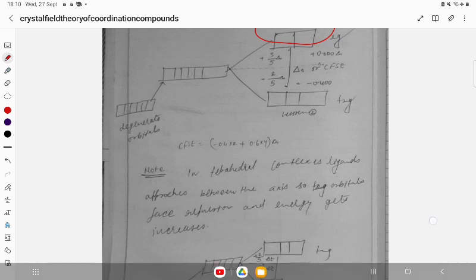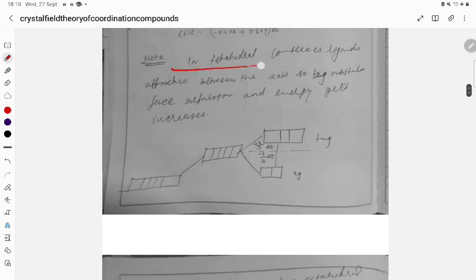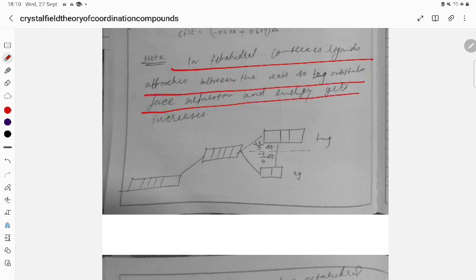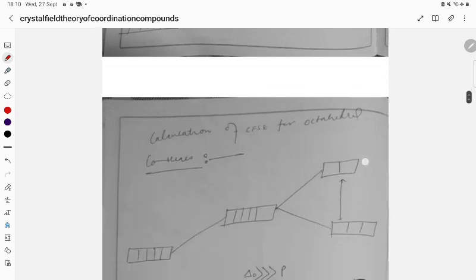Now the next one, student, in the tetrahedral complexes the ligand approaches between the axes, so the T2g orbitals face repulsion and their energy gets increased. So this is plus 2 by 5 and minus 3 by 5.